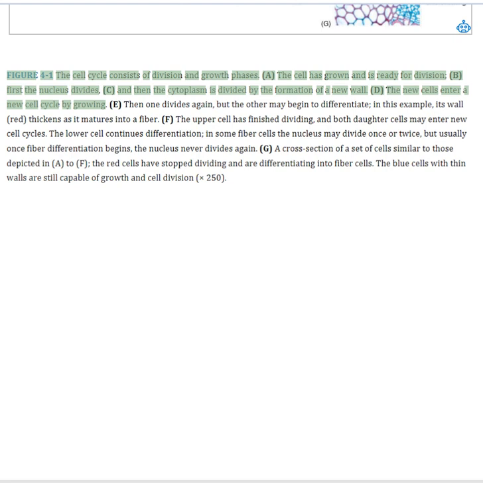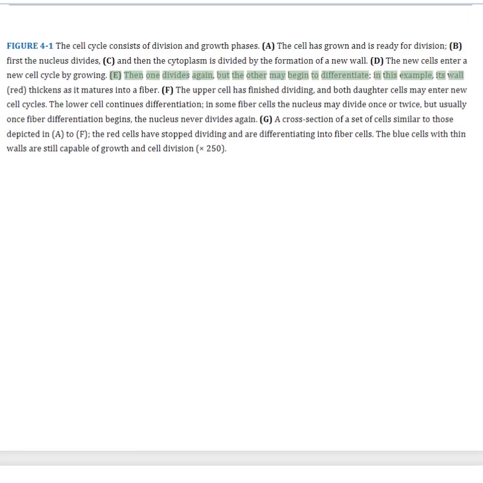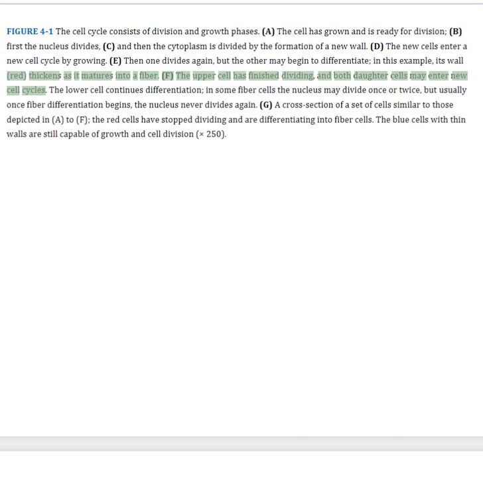The cell has grown and is ready for division. First the nucleus divides, and then the cytoplasm is divided by the formation of a new wall. The new cells enter a new cell cycle by growing. Then one divides again, but the other may begin to differentiate. In this example, its wall thickens as it matures into a fiber.